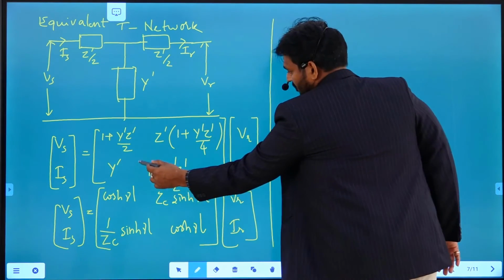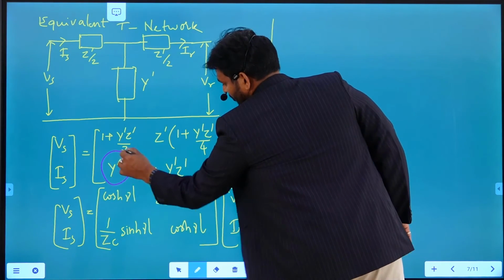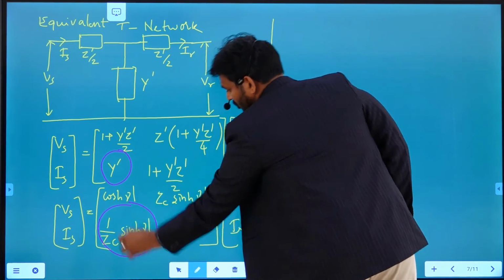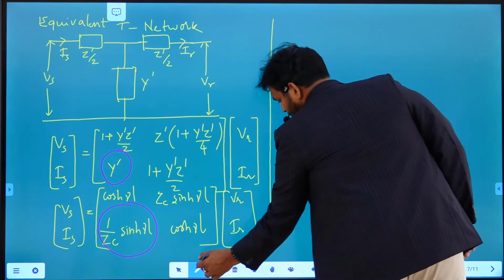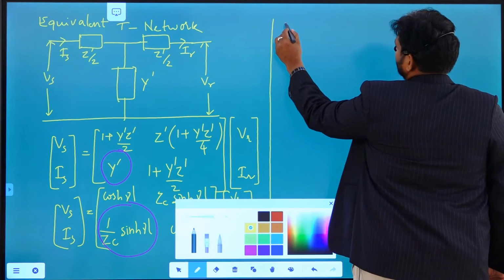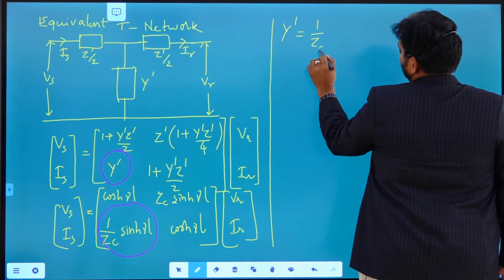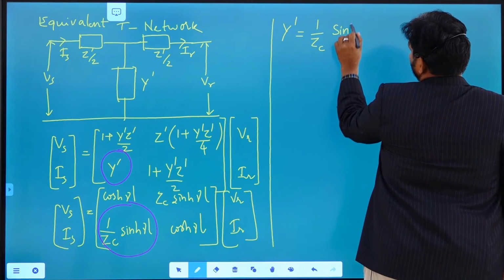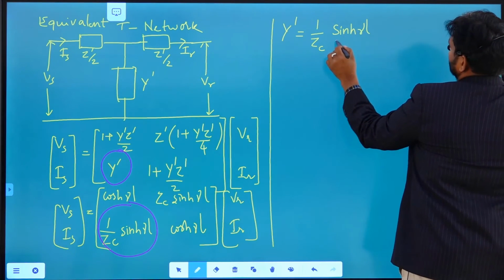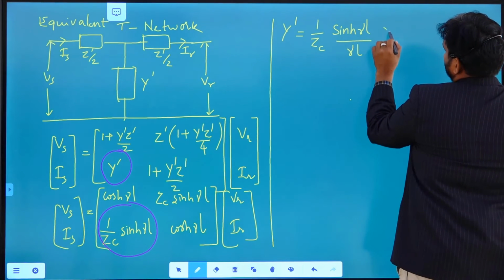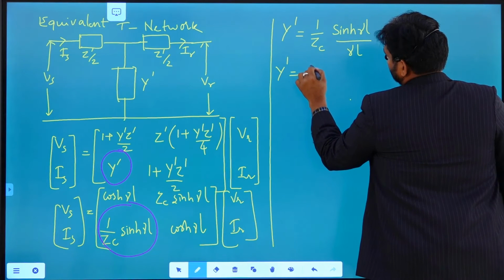This is the parameter C. Y dash must be equal to 1 upon Zc sinh of gamma L. Therefore you can write Y dash is equal to 1 upon Zc sinh of gamma L. You multiply and divide with gamma L. So you will get it as Y dash is equal to, this is gamma L.